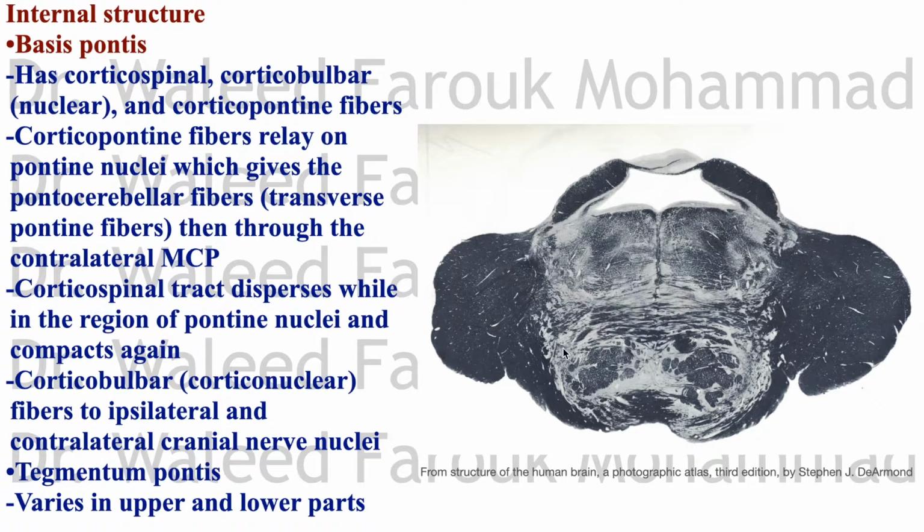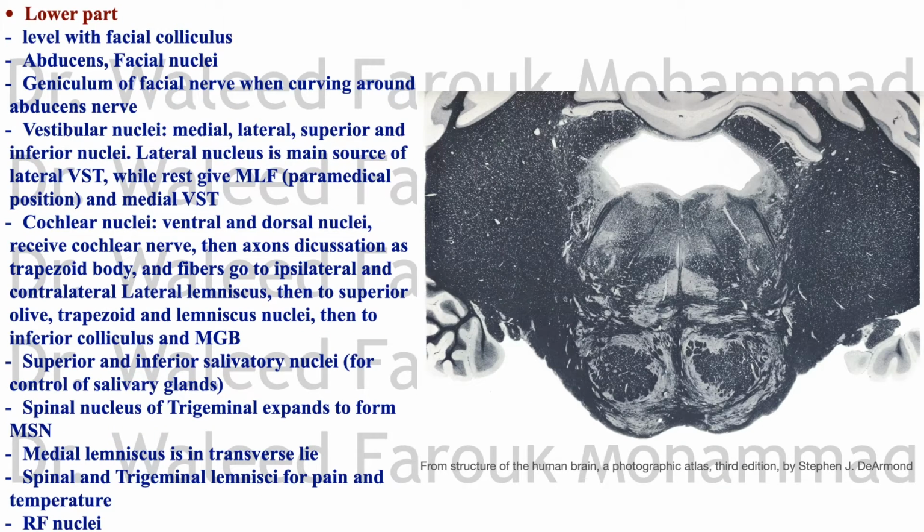The tegmentum pontus, which is this part, varies in the upper and lower parts. This is an upper section of the pons. Lower part, this is a lower section of the pons. As you can see here, the appearance of the facial nerve. This is the facial nerve curving around the abducens nucleus. So this is called the geniculum, and it protrudes in the floor of the fourth ventricle, as if you remember, as the facial colliculus. This is the facial nerve of the opposite side.